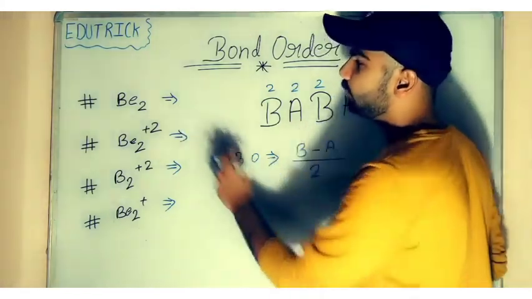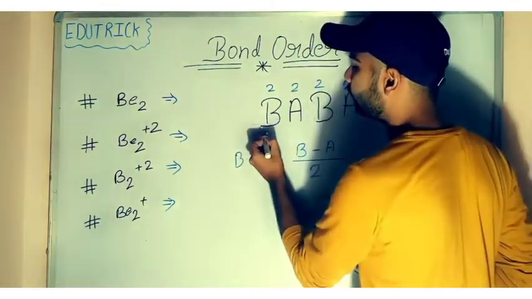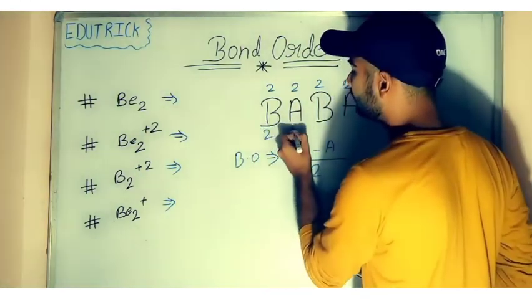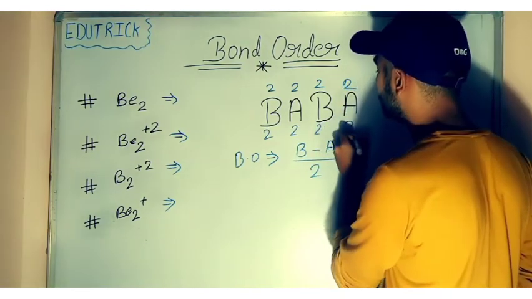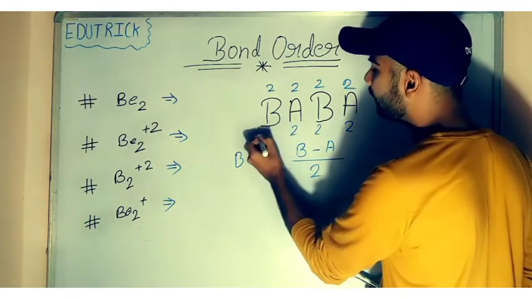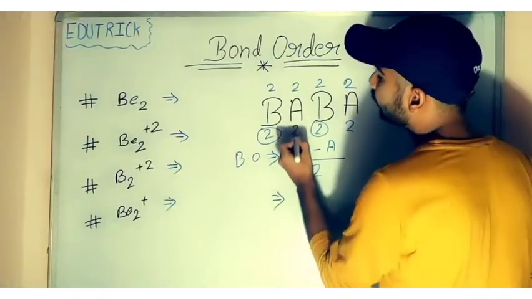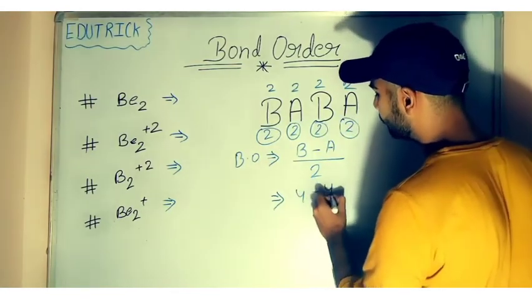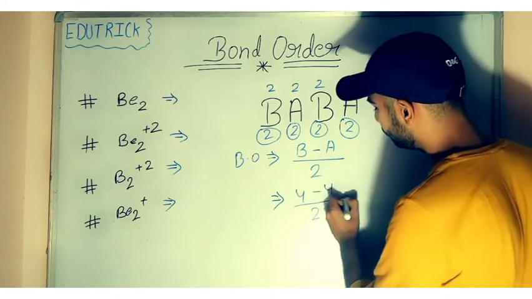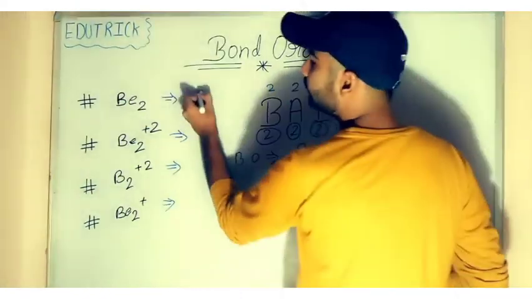So for B2, B2 has 8 electrons. The first 2 electrons come in the bonding, the second 2 come in the anti-bonding, the third 2 come in the bonding and the last 2 come in the anti-bonding. So the total number of electrons in the bonding is 4 and the total number of anti-bonding electrons is also 4. 4 minus 4 by 2 is equal to 0. So the bond order of B2 is 0.